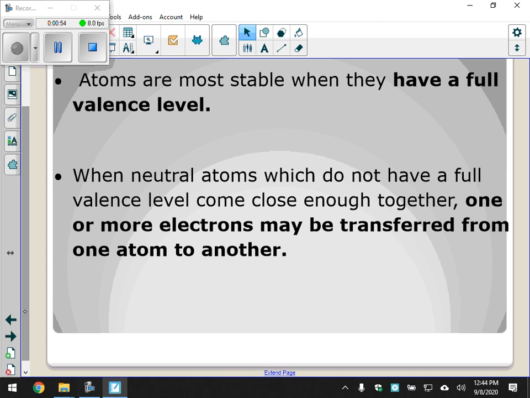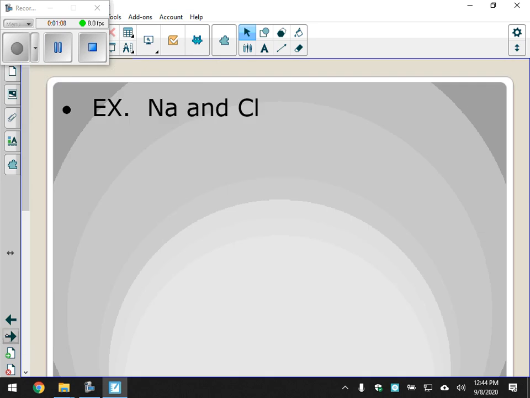When neutral atoms which do not have a full valence level come close enough together, one or more electrons may be transferred from one atom to another. We know that the metals lose electrons, yes, and the nonmetals will gain those electrons, correct? All right, moving on. Here's an example, sodium and chlorine.